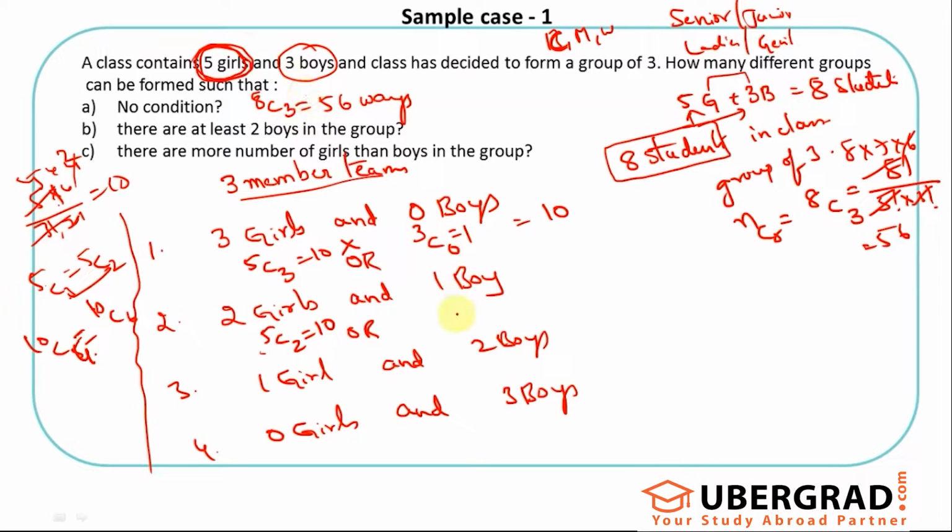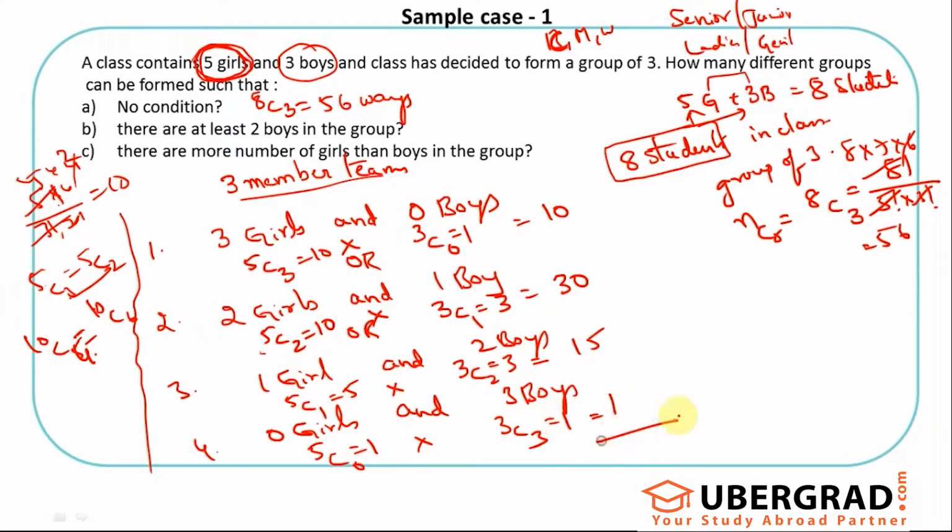1 boy out of 3, from a pool of 3 boys, that is 3C1. Anything C1 is always that value: nC1 is n. So 3C1 is 3. So 10 into 3 is 30 ways. Next, 1 girl from a pool of 5 girls, that's 5C1, into 2 boys from a group of 3 boys, that's 3C2. 5C1 is 5 and 3C2 is 3, so 5 into 3 is 15. Then 0 girls from the pool of 5 girls into 3 boys from the pool of 3. nC0, as I said, is 1, and 3C3, nCn, is also 1. So that's basically 1.